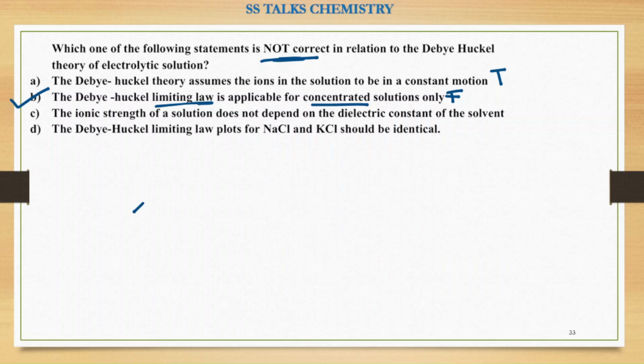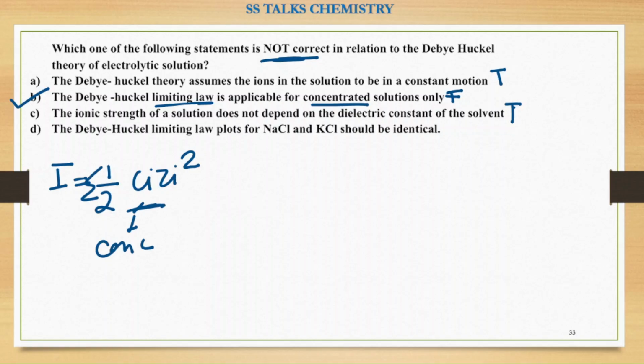Next, it says the ionic strength of the solution does not depend upon the dielectric constant of the solvent. That is also true over here. The ionic strength is half of the summation of Ci into Zi squared. It is dependent only on the concentration and the charges. It is independent of the dielectric constant of the solvent that you are taking.